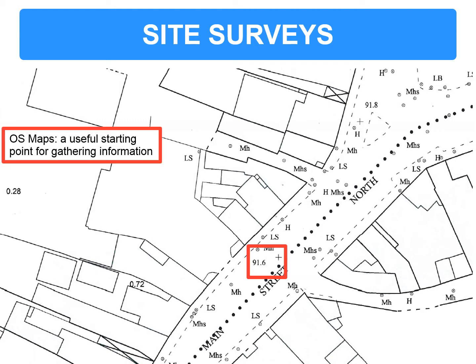So OS maps are a useful starting point for gathering information for your site survey. And Google Earth is also probably more so. The detail is really quite accurate, particularly if you're in a town area or in Dublin, just to show you the lay of the land, so to speak.